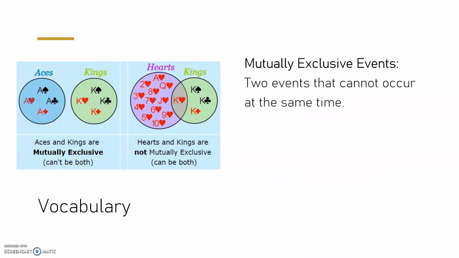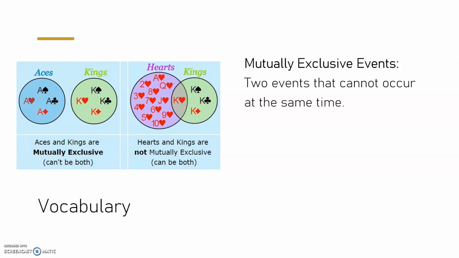So a vocabulary term: mutually exclusive events are events that cannot occur at the same time. So if you think about drawing a card from a deck of cards, if you choose any card, it's possible that that card could be an ace. But if it's an ace, then it's definitely not a king. So drawing an ace and drawing a king are mutually exclusive events because if you draw just one card, it can't be both an ace and a king.